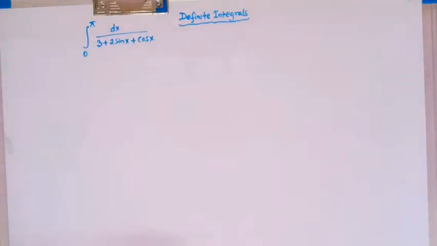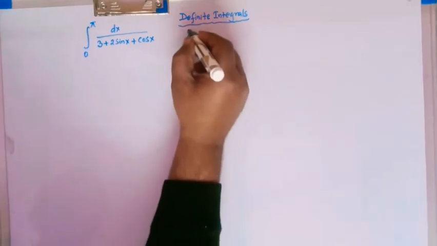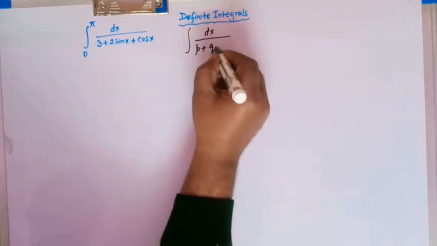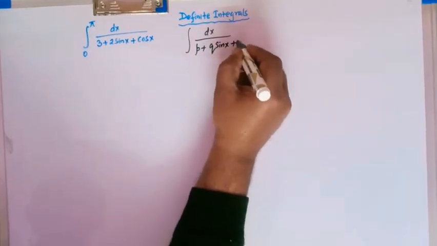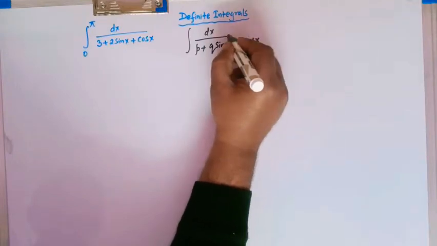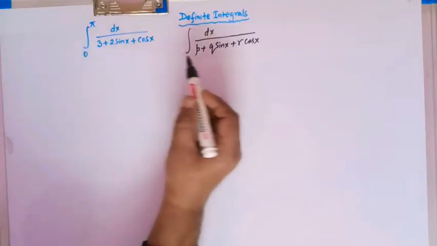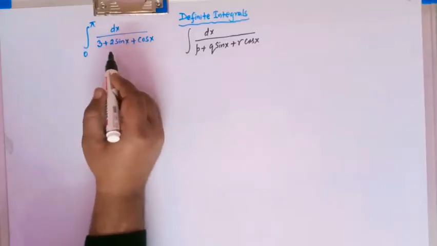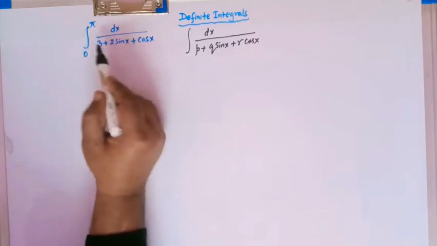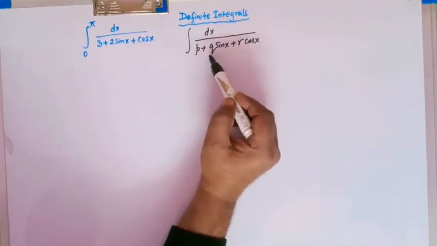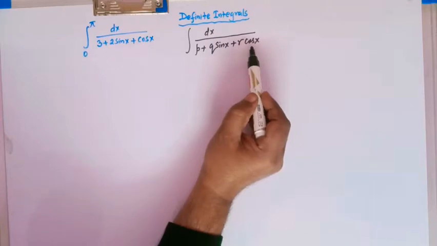Hello viewers, in today's class we are going to solve one important definite integral which is of the form dx over p plus q times sin x plus r cos x. Here we are given a definite integral, but if we take the indefinite integral form of this integral, then we have this type of integral, 1 over p plus q sin x plus r cos x.